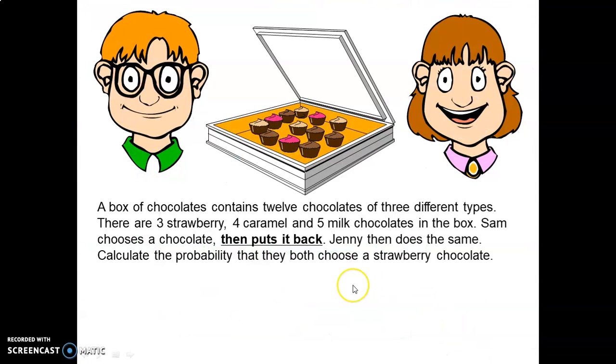Okay, simple formula, but important. So let's take a look. So now we have an example of a box of chocolates, which contains 12 chocolates of 3 different types. There are 3 strawberry, you can see them here, 4 caramel, and 5 milk chocolate.